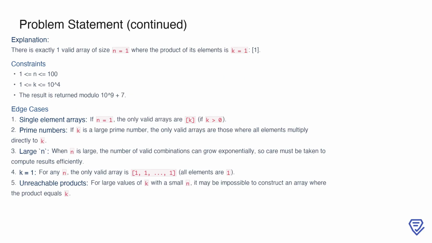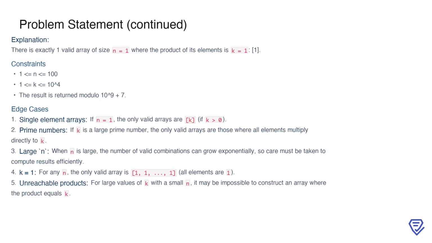Finally, let's look at a simpler example where n is 1 and k is 1. Here, the only valid array is [1], since the product of its single element equals k. This brings us to the constraints for the problem. The size of the array, n, can range from 1 to 100, while the target product, k, can go up to 10 to the power of 4.